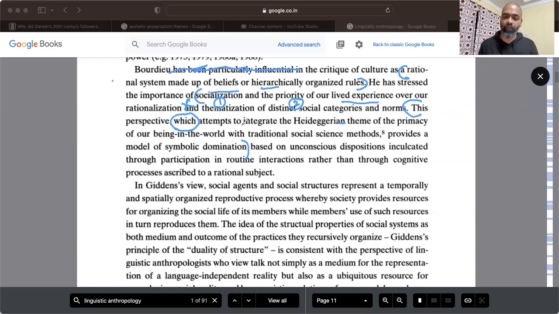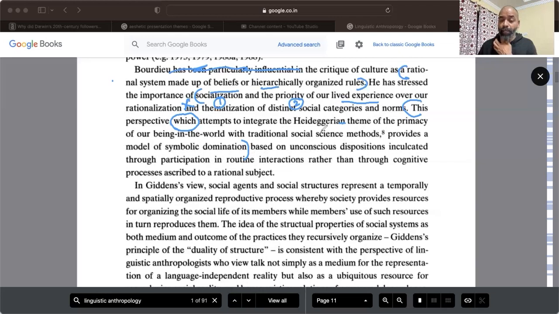And which are the words that give you relative clauses? Who, which, that, whom. These words give you relative clauses. Okay, so which attempts to integrate the Heideggerian theme of the primacy of our being in the world with traditional social science methods provides a model of symbolic domination.